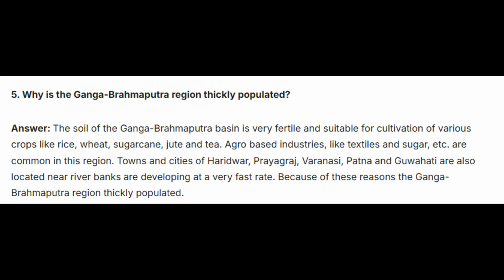Fifth, why is the Ganga-Brahmaputra region thickly populated? Answer. The soil of the Ganga-Brahmaputra basin is very fertile and suitable for cultivation of various crops like rice, wheat, sugarcane, jute, and tea. Agro-based industries like textiles and sugar, etc., are common in this region. Towns and cities of Haridwar, Prayagraj, Varanasi, Patna, and Guwahati are also located near river banks and are developing at a very fast rate. Because of these reasons, the Ganga-Brahmaputra region is thickly populated.